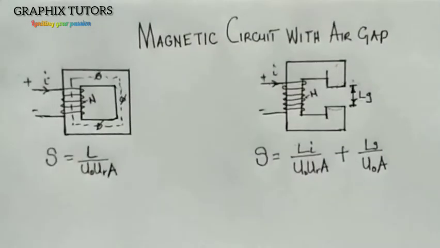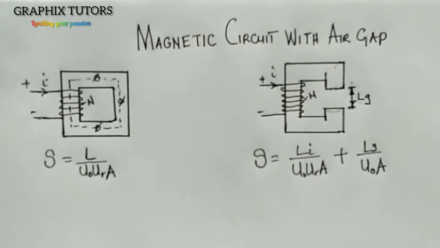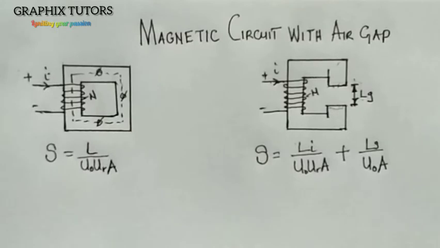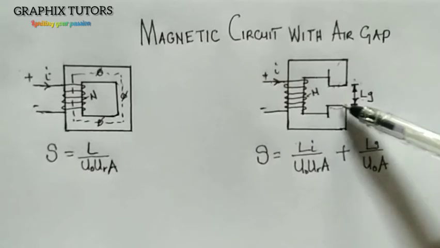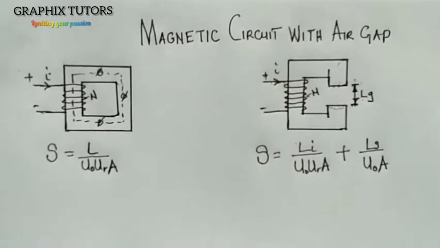So now what is this air gap that we're talking about? We say that an air gap is the volume of air between two magnetic surfaces. This is the surface here and this is the surface here, right? And the length of the air gap is equal to the distance between these two surfaces.